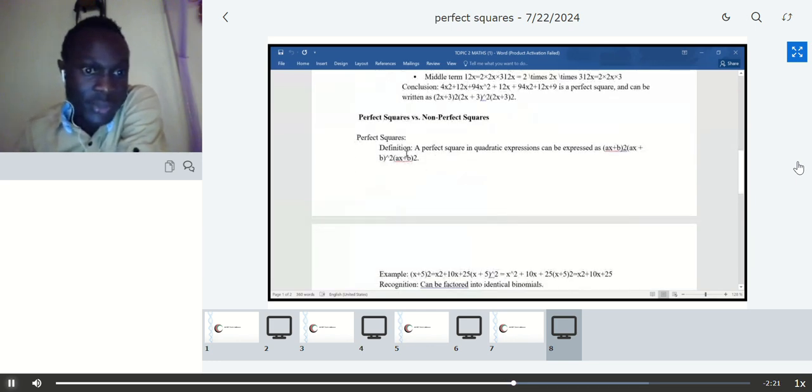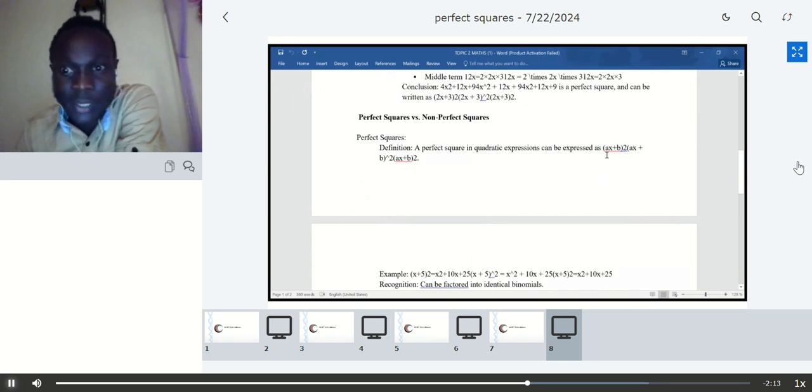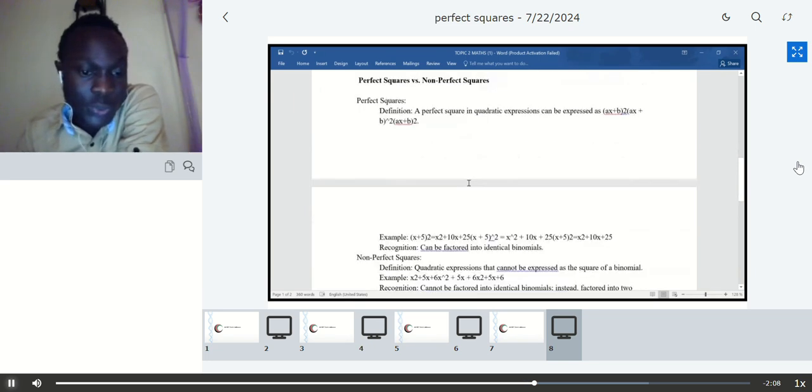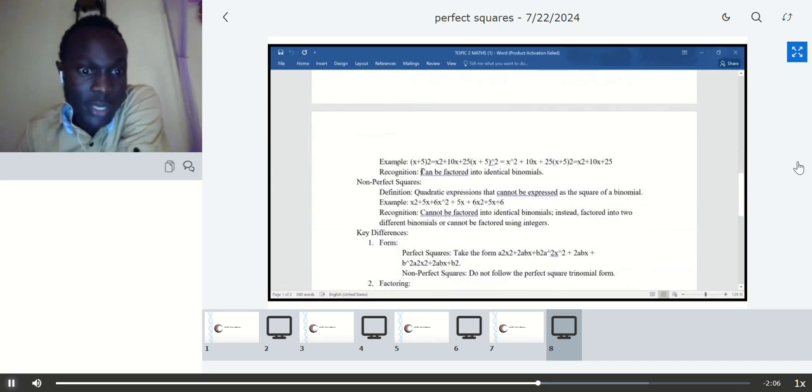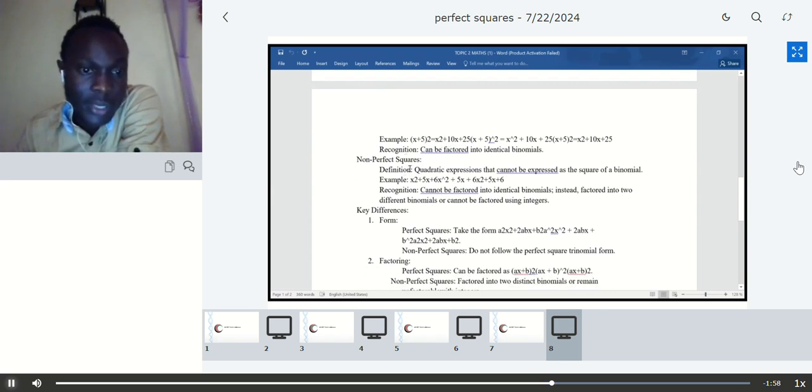We have perfect squares versus non-perfect squares. Perfect squares definition: a perfect square is a quadratic expression that can be expressed as (ax + b) squared, or (ax + b) raised to 2. We have the example (x + 5) squared, which equals x squared plus 10x plus 25. We recognize that it can be factored into identical binomials.